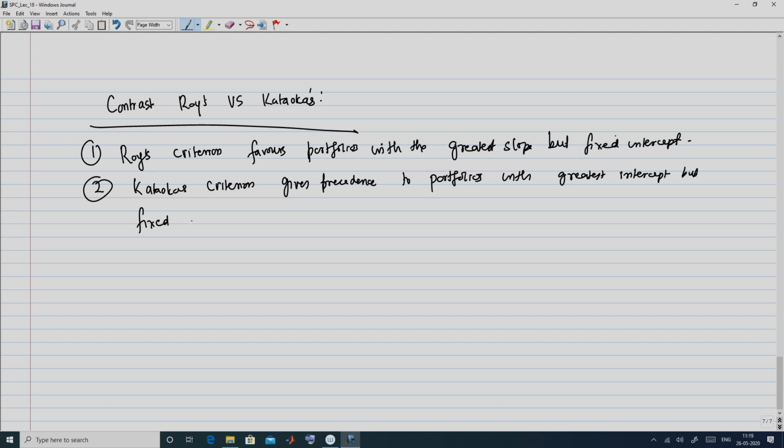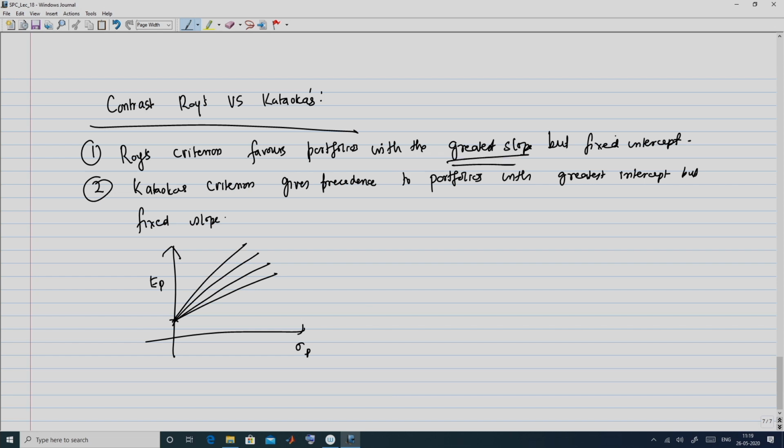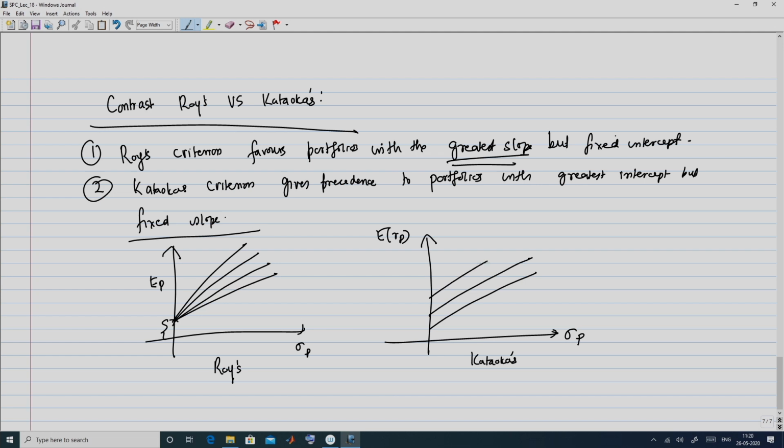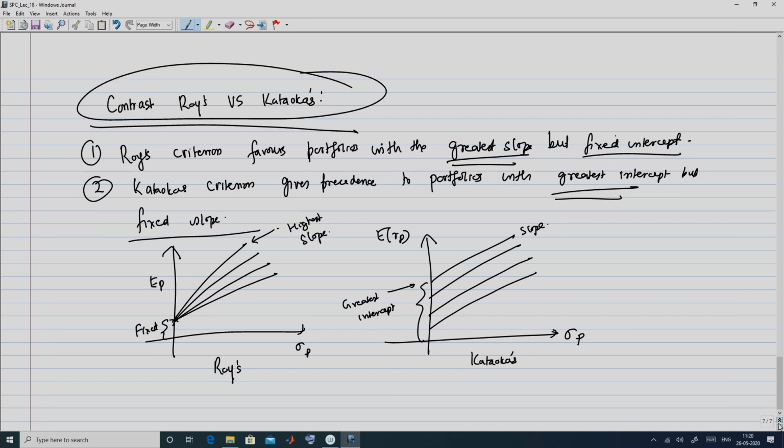but fixed slope. So in the case of Roy's criteria, in the sigma p, E of Rp plane, you have a fixed intercept, but you will pick up the portfolio that has the highest slope. This is the crux of Roy's criteria. However, in the case of Kataoka's criteria, as we have seen just now, you will have a fixed, identical slope, and then you will pick the one with the greatest intercept, namely this one. So here the intercept is fixed, and here the slope is fixed. You pick the one with the highest slope in one case, and the one with the greatest intercept in the other. That is the primary contrast between Roy's and Kataoka's criteria.